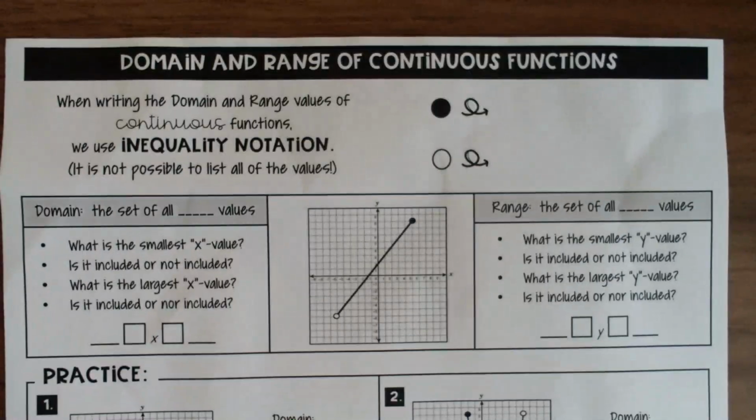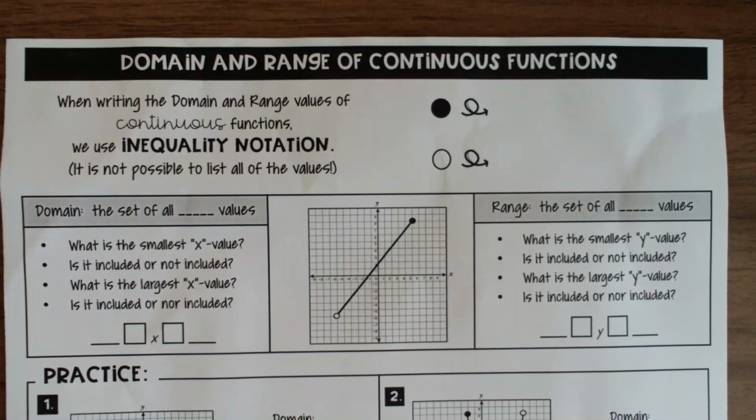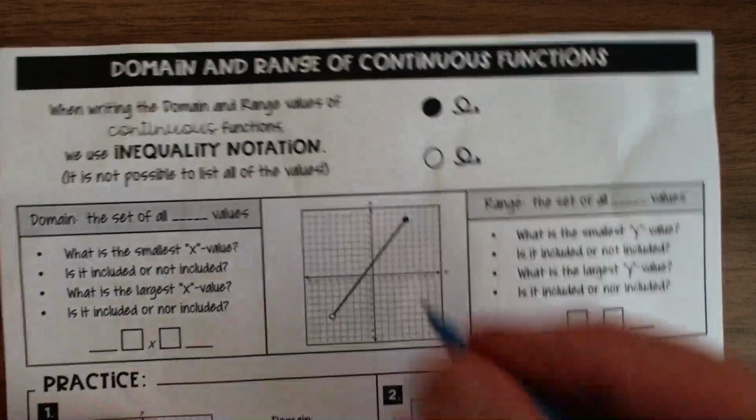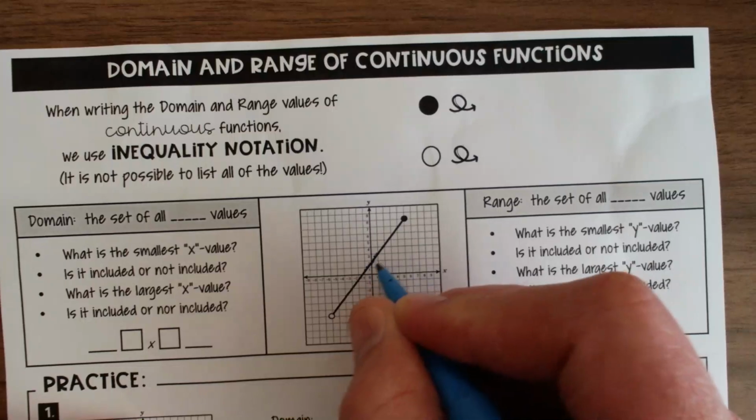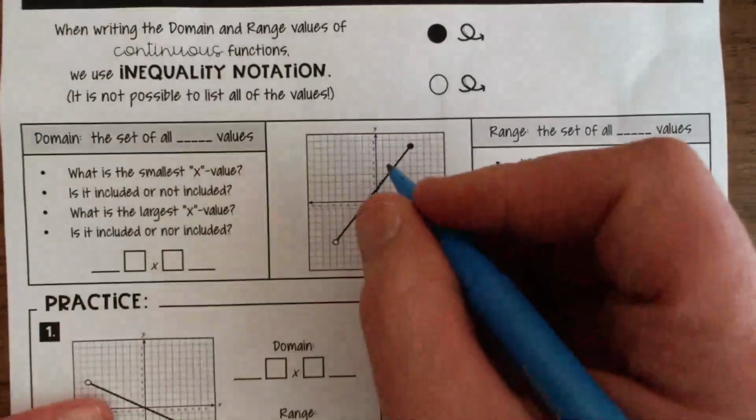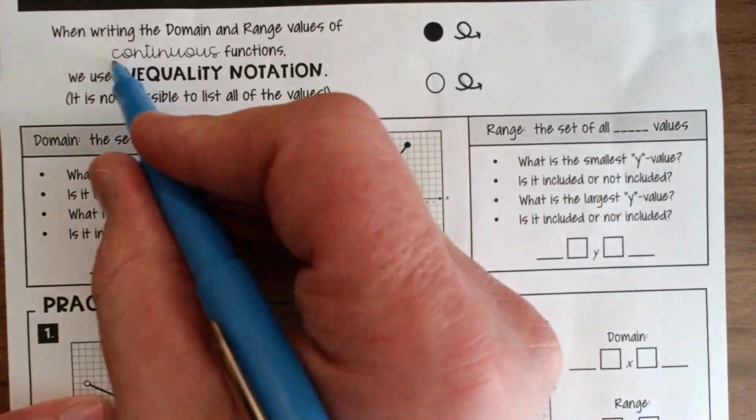Today we're looking at the domain and range of continuous functions. So when writing the domain and range values of continuous functions, we use inequality notation. It is not possible to list all of these values. What we mean by that is, because this is a line, I can't write down all of the decimal numbers in between here. So instead, we use inequality notation.